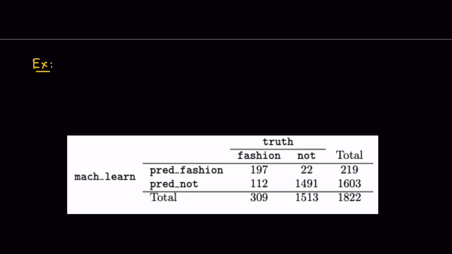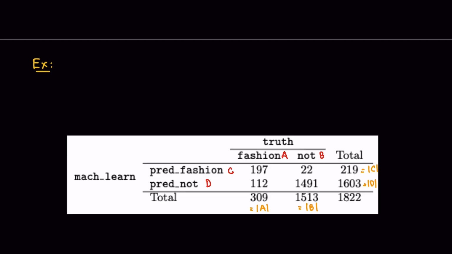You're going to use this information to calculate the probability of certain scenarios. Similar to the last example, I'm going to call a photo that is actually about fashion event A, and not fashion event B, predicted by the machine learning to be fashion event C, and predicted by the machine not about fashion as D. So the cardinality of A is going to be equal to 309. The cardinality of B is equal to 1,513. The cardinality of C is going to be equal to 219, and the cardinality of D is equal to 1,603.